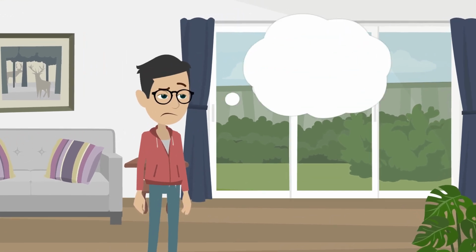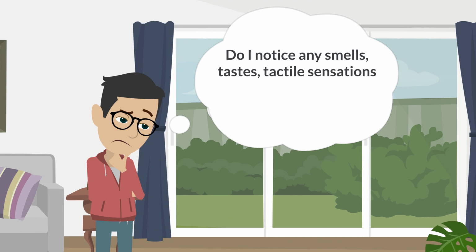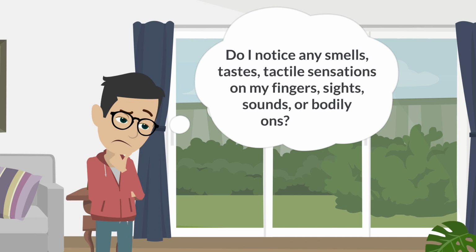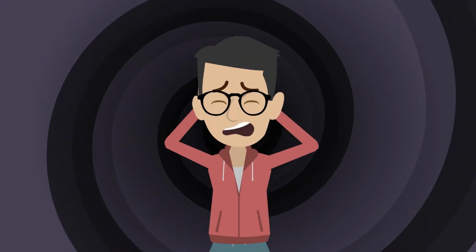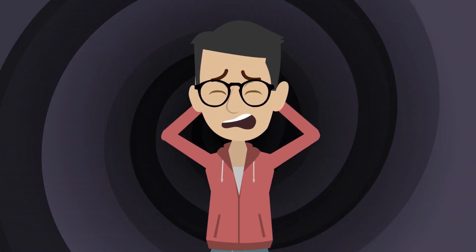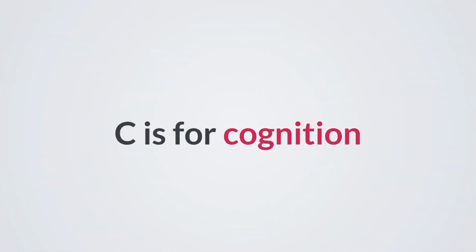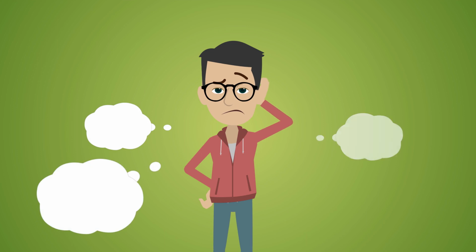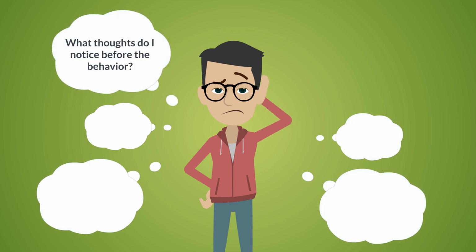Ask yourself, do I notice any smells, tastes, tactile sensations on my fingers, sights, sounds, or bodily sensations? Consider any felt sense of an urge, a rising sense of tension prior to the behavior. C is for cognition. Examine your thoughts. Ask yourself, what thoughts do I notice before the behavior?